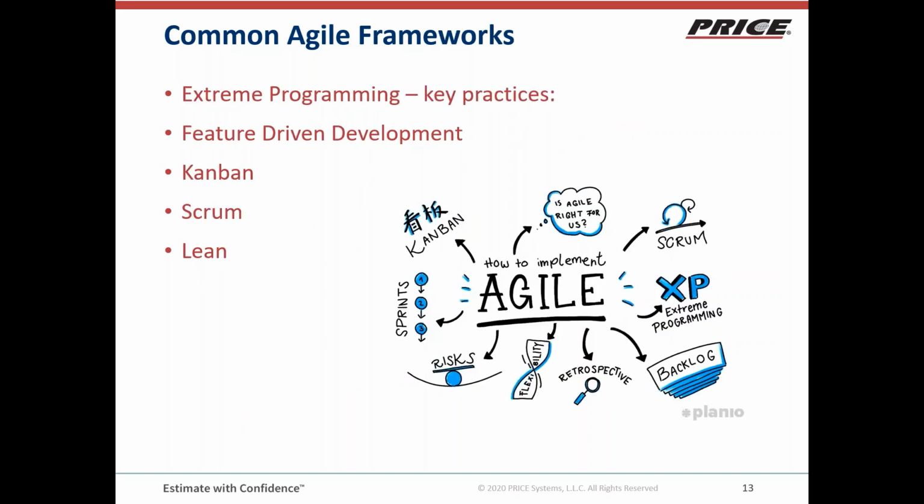So there's common Agile frameworks. There's extreme programming, where things like communication, feedback, simplicity, courage, respect are key practices. Feature-driven development, that's an Agile framework that focuses on functionality. Take one piece of functionality at a time, focus on that, plan on that, design it. Don't be distracted by other things that are going to come later.